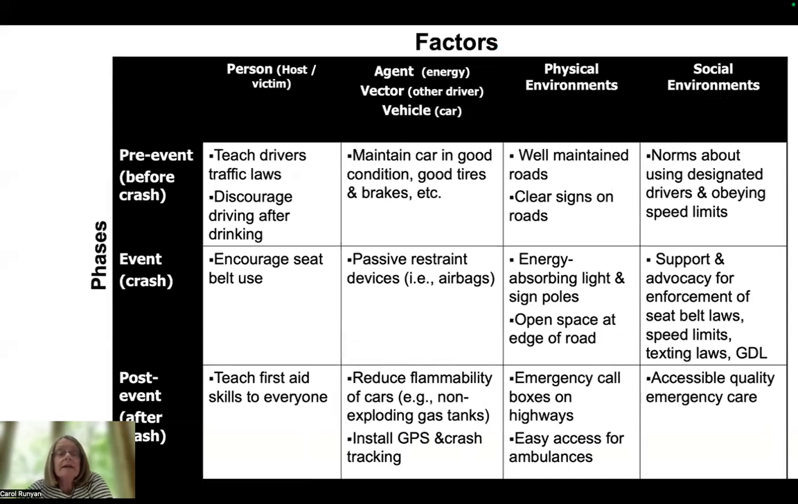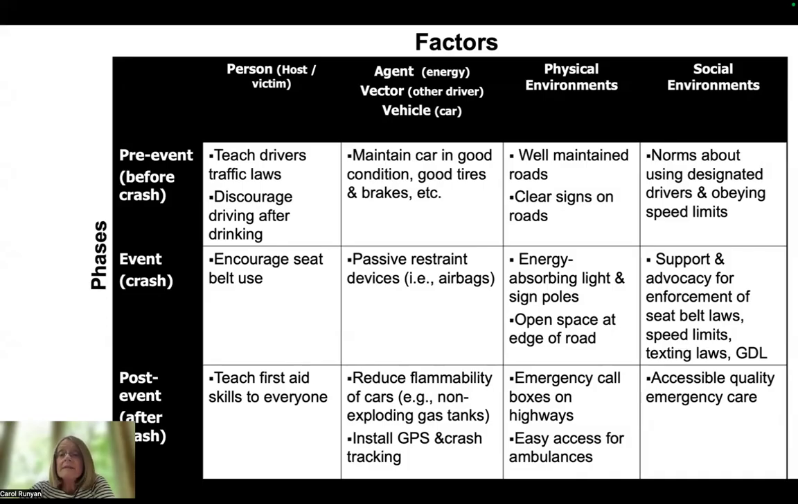And then in the post-event phase, teaching first aid skills to everyone, so that in that first column, for the person who is actually hurt in the car, whether they're the driver or other passengers, they can help themselves and each other before other help arrives. Making sure that the vehicle is as safe as possible, that it doesn't burst into flames at the time of a crash, and installing GPS and crash tracking devices in the car so that if there is a crash, there's a notification for help to arrive.